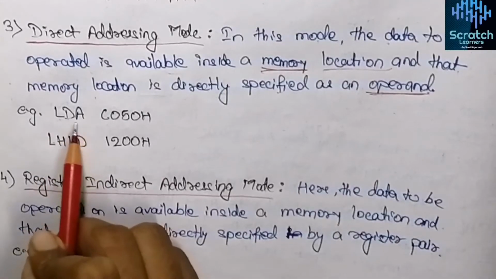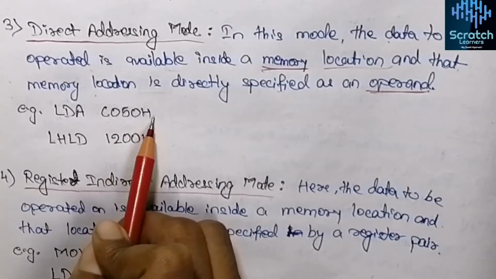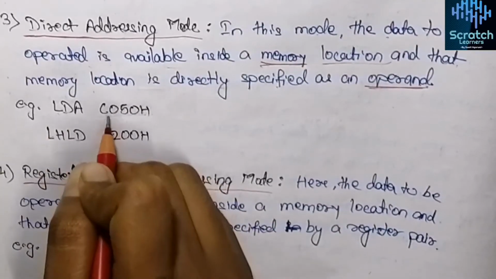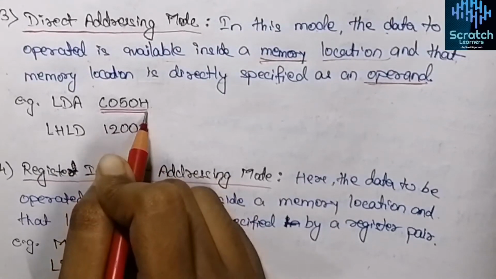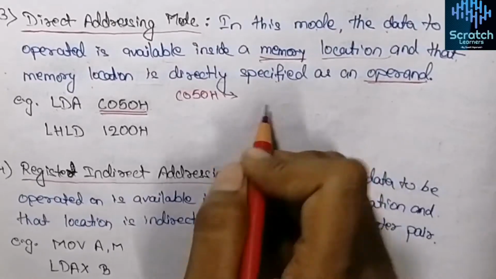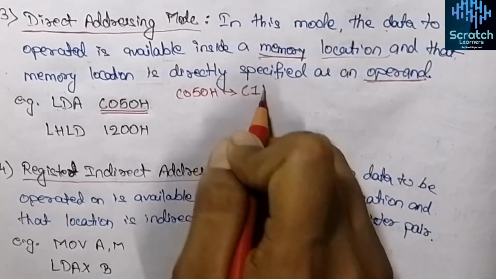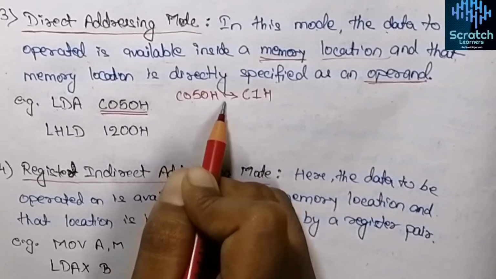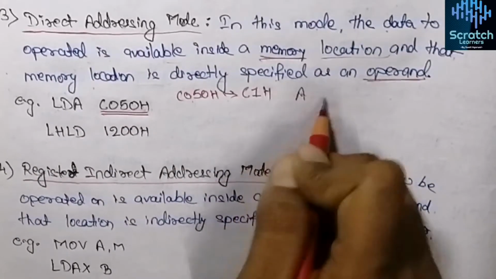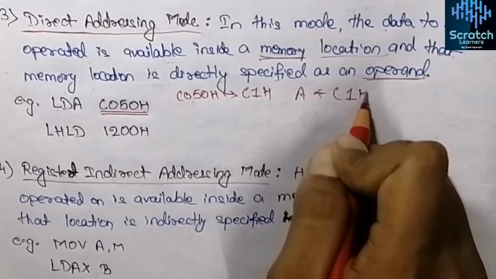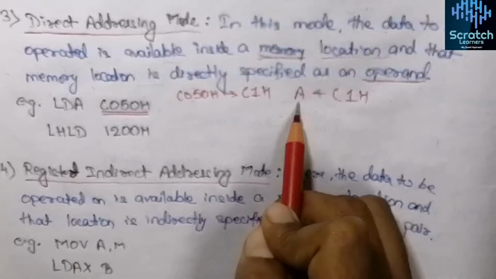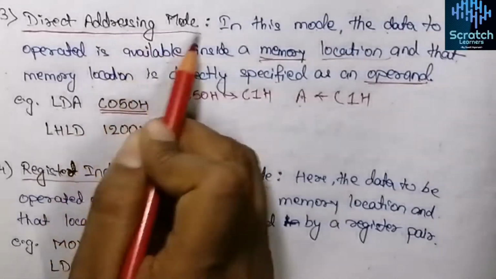You can see here we have the instruction LDA C050 hex. So this will load the content of the memory location into the accumulator A. So this is the memory location specified as an operand, and let's say this memory location contains some data, let's say C1 hex. Okay, this is the data being stored in C050 hex. So on execution of LDA C050 hex, the accumulator will now be containing the data C1 hex. Okay, so the content of the memory is directly being loaded into the accumulator. That's why it is direct addressing mode.